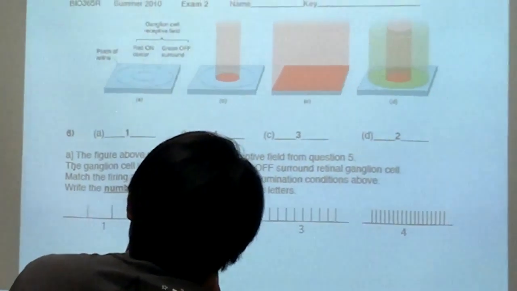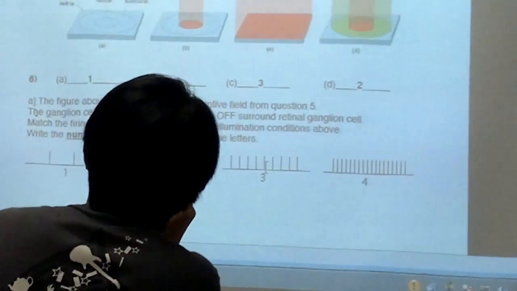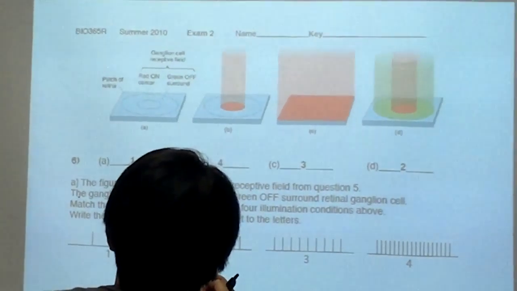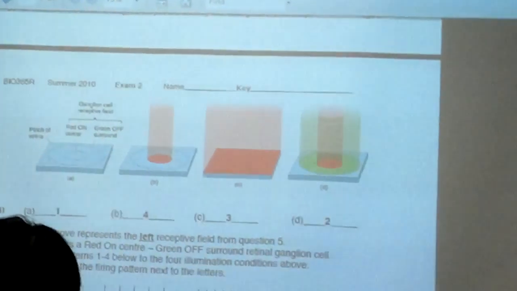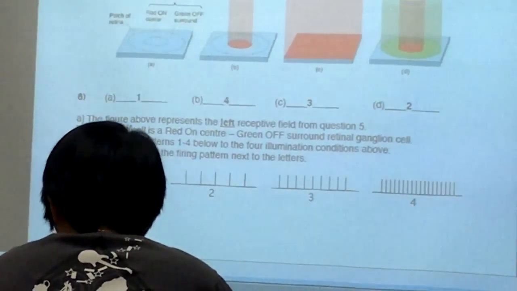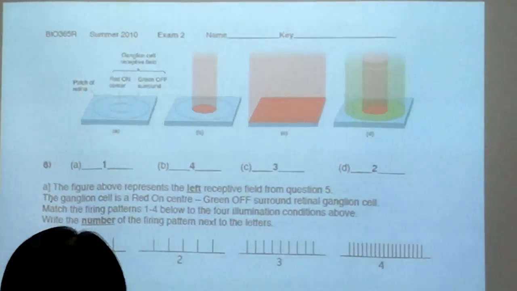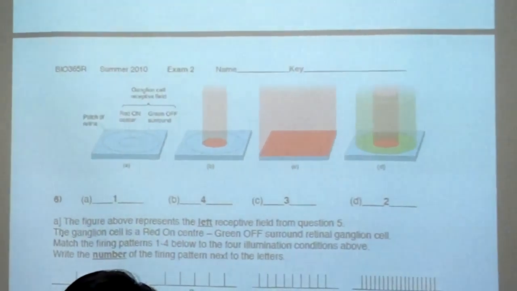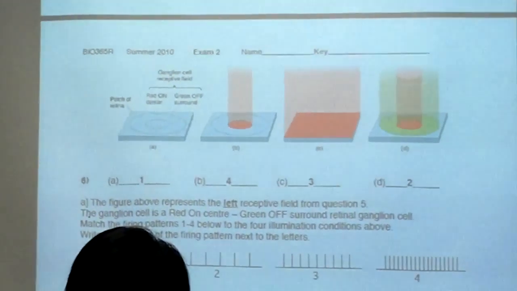So green off surround means this one's right here, D, number 2, and 3 is C. The reason why these are so similar is that if you think about a particular cone that responds maximally to green, it's also pretty close to responding to red. So if you shine red light on that cone, it's going to have a response. It's going to be a lesser response, but it's still going to be a response. So green is going to have the biggest off effect.